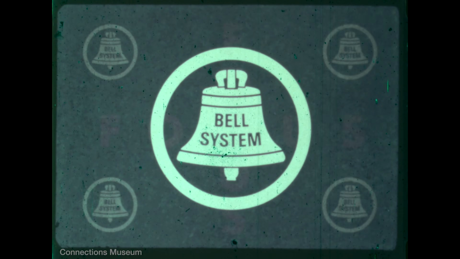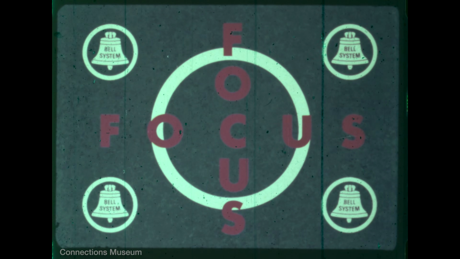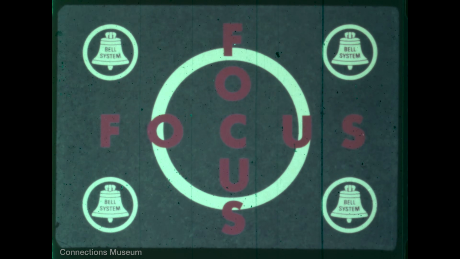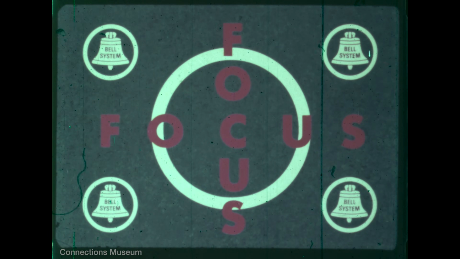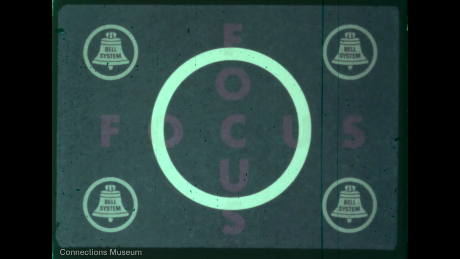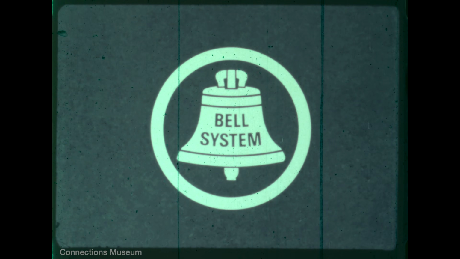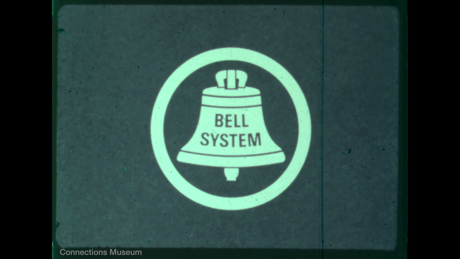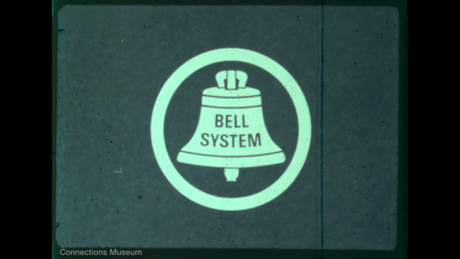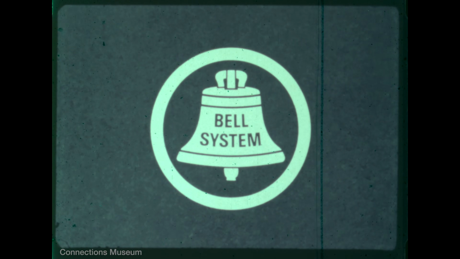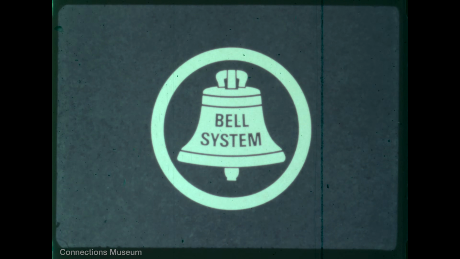Attention projectionists. This chart will help you make sure that your picture will be focused properly before the show starts. Adjust the lens so that the bells in the corners and the two words are all sharply focused. Now adjust the sound volume. That's all. When this bell system seal fades out, shut off the projector. Everything will be properly set for your show to begin.